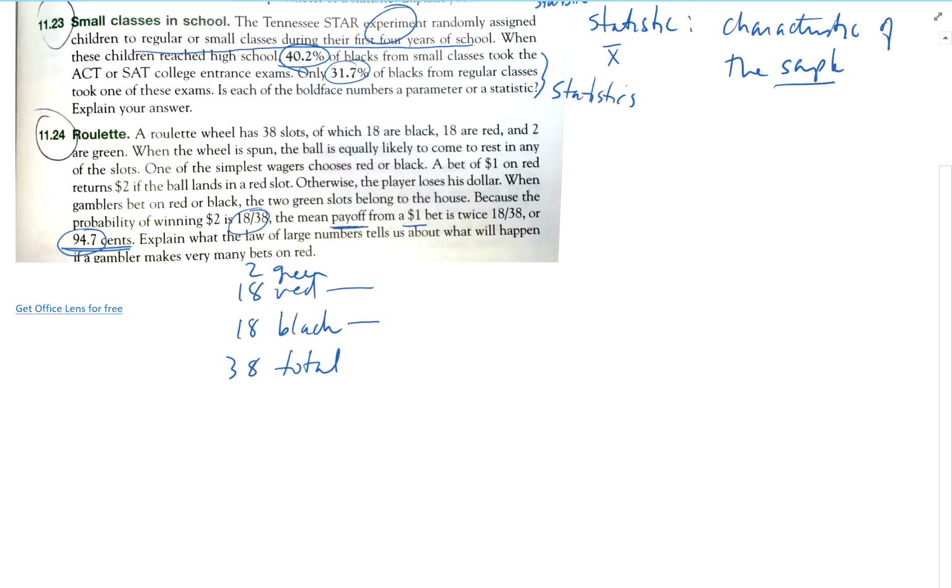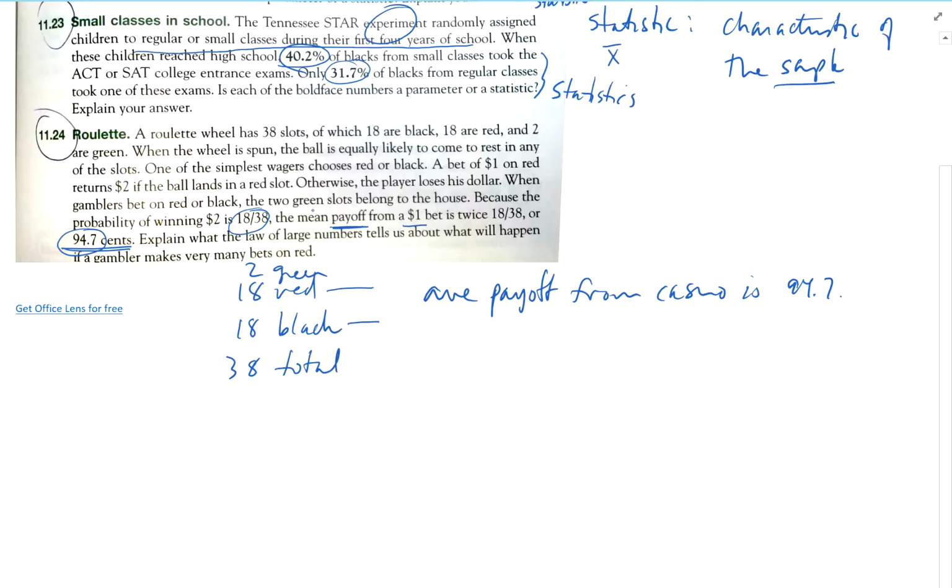The mean payoff from the casino is going to be 94.7 cents. That's the average payoff from the casino. Now I know that because if they had a 50-50 chance of winning, then it would be $1, because half the time you would lose the $1, half the time you would win $1, and it'd be 50-50, and then the casino wouldn't make any money.